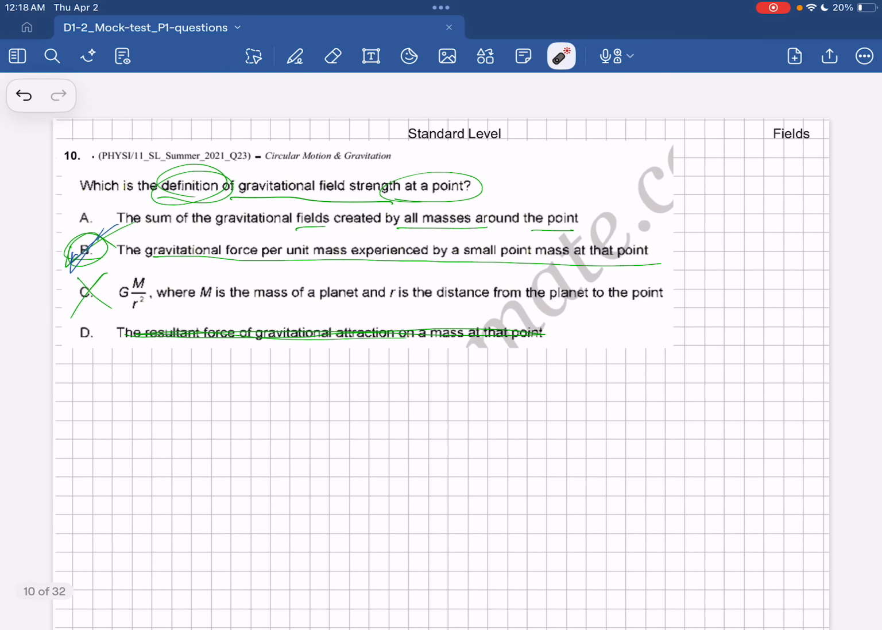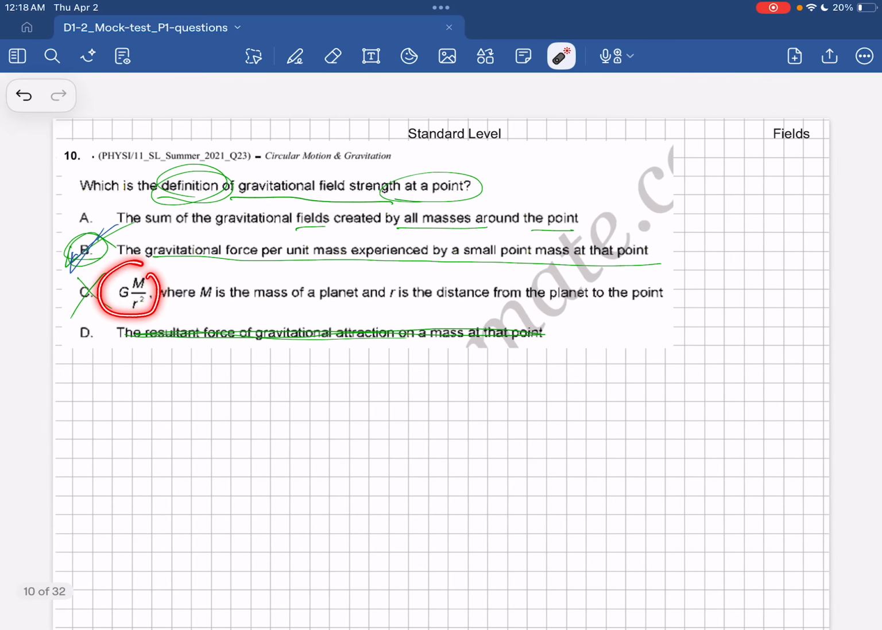Number 10, definitions of gravitational field strength at a point. The sum of the field rate by the masses around the point. It could be, but this is not really the definition, right? So let's check the other one. Gravitational force, yes. Per unit mass, yes. By a small point mass, yes, at a point. This is the correct one.